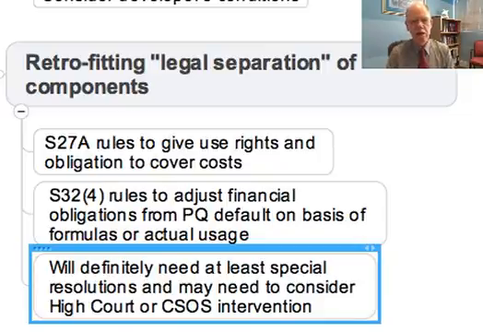Or in future, I'm hoping that the CSOS intervention, where they can simply make rules that are appropriate after hearing all parties.